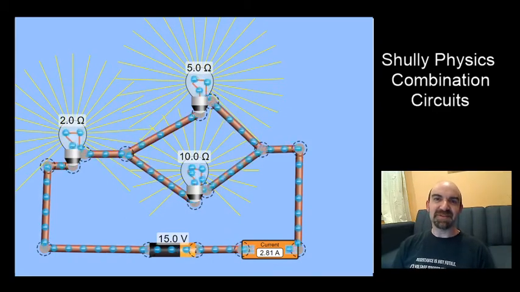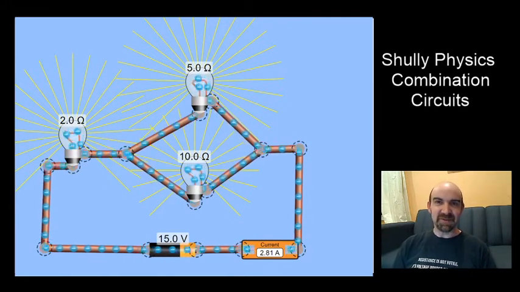This is Sholey Physics, Combination Circuits Edition. Today we're going to look into a combination of a series and a parallel circuit. Here I've got a 2 ohm resistor in a funny combination with a 5 ohm and 10 ohm resistor.